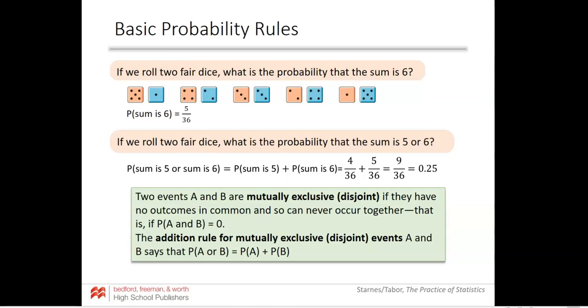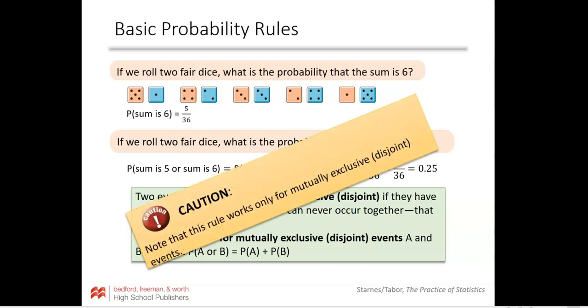You can have a 5 or a 6, but not both. So those are mutually exclusive events. They're called disjoint. The addition rule for disjoint events is you're literally just going to add up the 2 probabilities. That's what we just did. We took the probability of rolling a 5 and the probability of rolling a 6 and added them up.